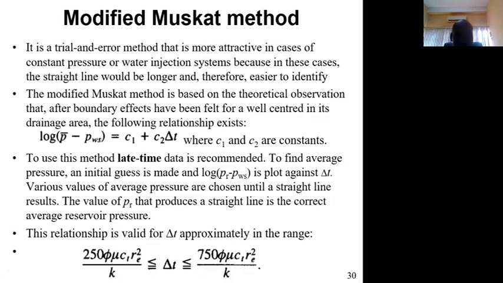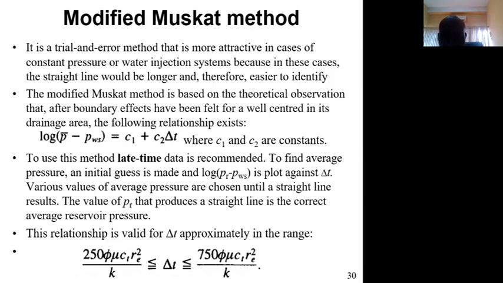Now, let me speak briefly about the Muskat, the modified Muskat method. Unlike the others, this one is a trial and error method, and it is preferred for constant pressure systems, of course, like water injection systems, where constant pressure is maintained to a large extent.